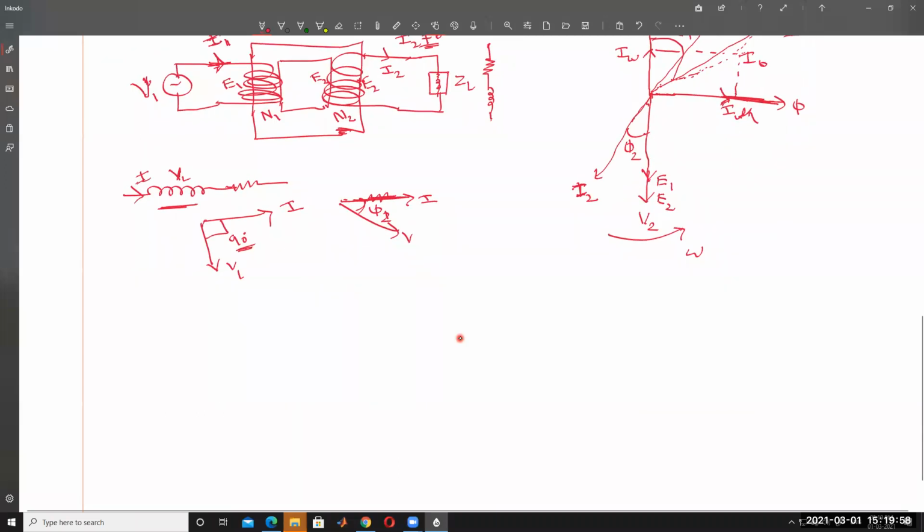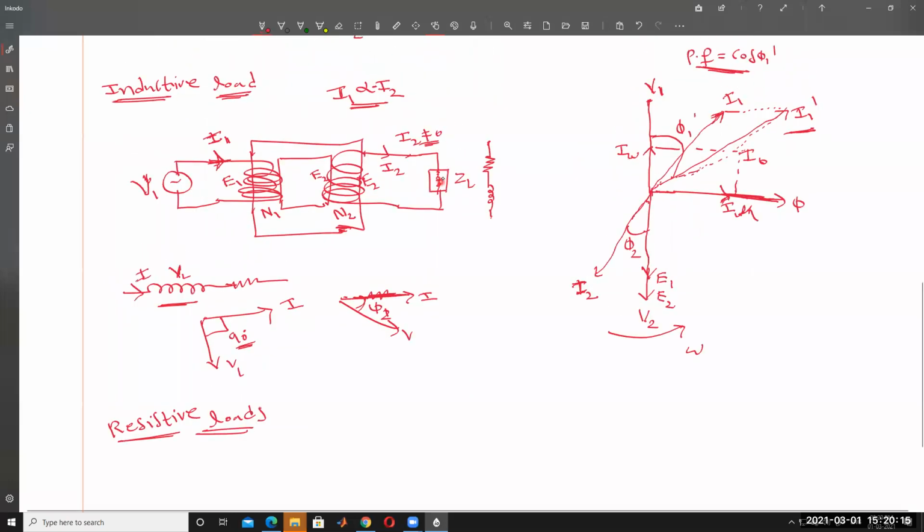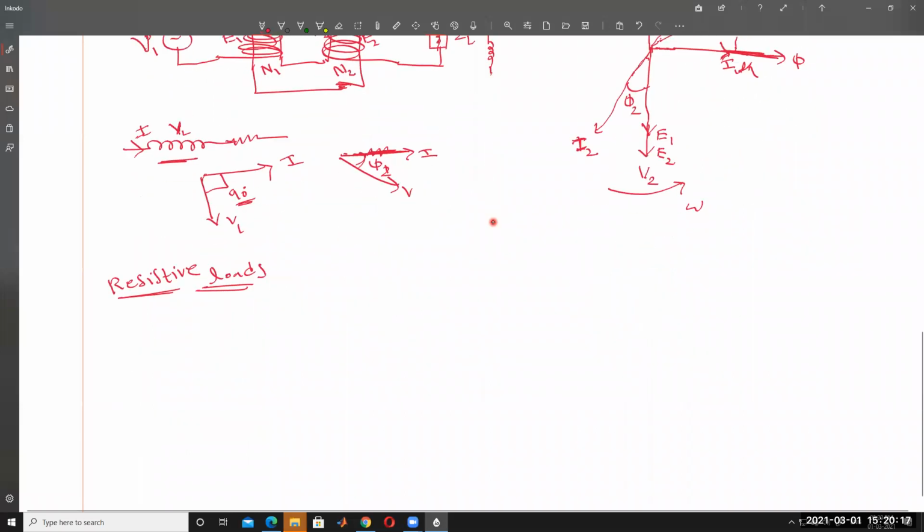Now for a resistive load, that is called a unity power factor load. How does the phasor diagram change? Same phase, the same load, but connected only with resistance. Let me consider here: this is called phi, and this is V1. No changes in this.